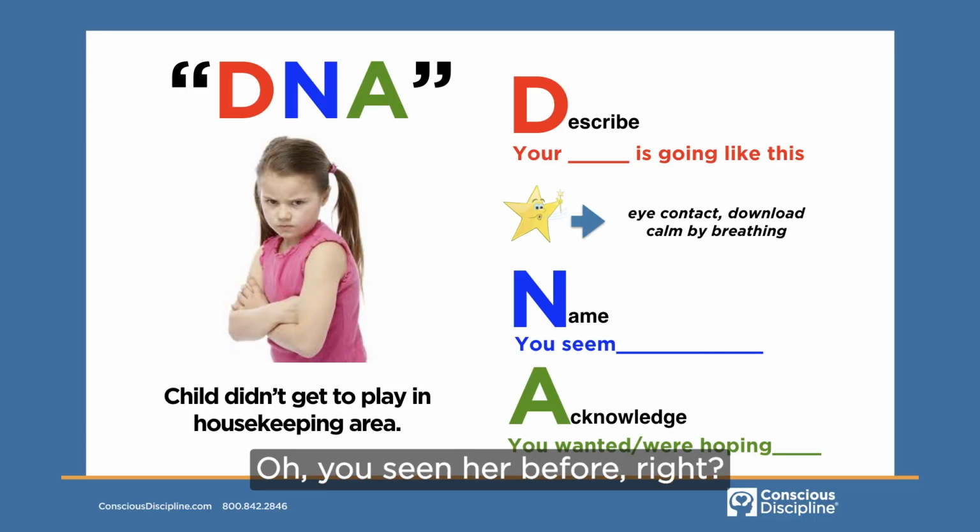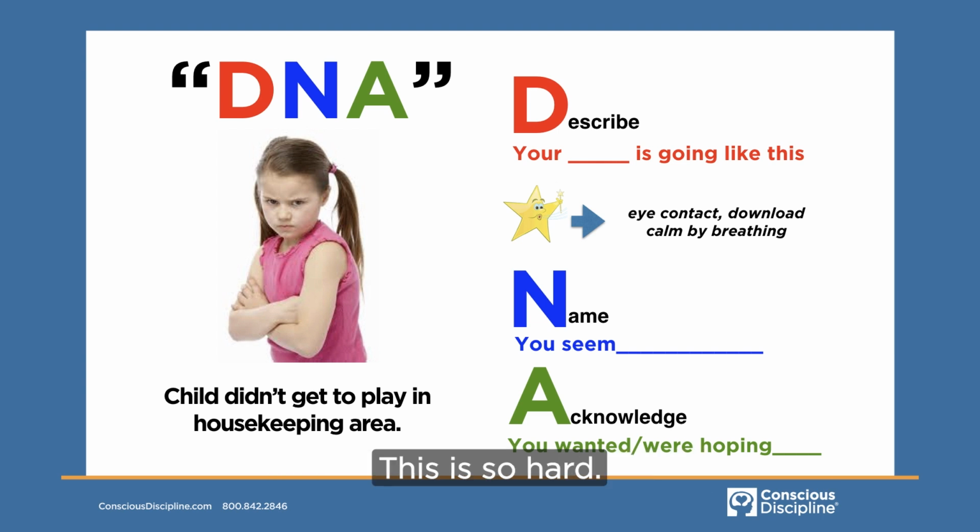Last one. Oh, you've seen her before, right? She didn't get to play in the housekeeping area because there was already too many people there, or she's had a problem. You make the story up however you want to inside. So here's what you're going to do. Your eyebrows are going like this, and then your arms went like this. You seem angry. You were hoping that today was the day there was going to be a spot for you in the housekeeping. This is so hard.